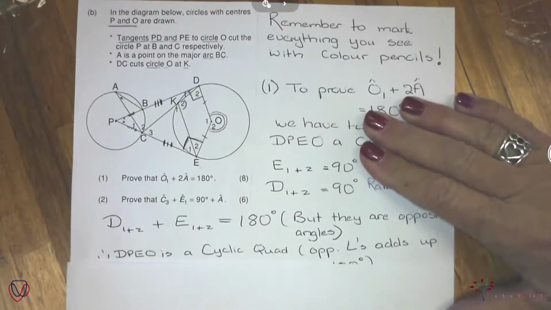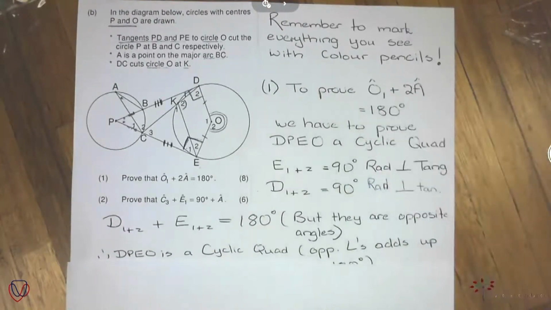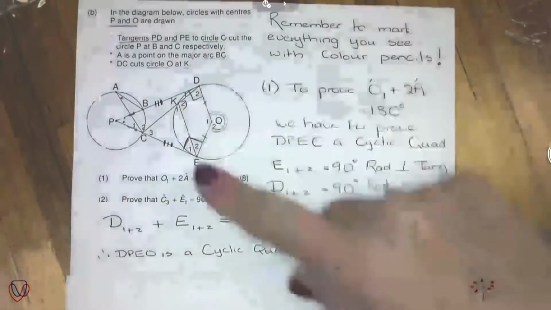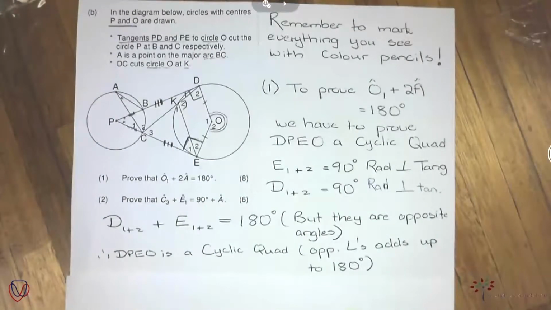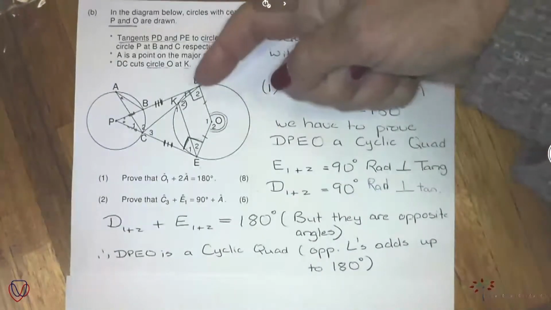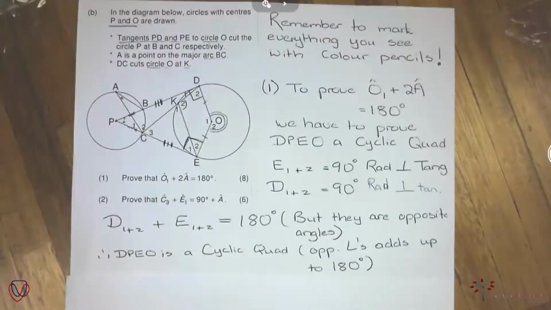Therefore, DPEO is a cyclic quad because the opposite angles add up to 180. In other quadrilaterals, that will not necessarily happen. But the moment they add up to 180, we can say that quadrilateral is a cyclic quad. The reason is, we have proven above that those two angles add up to 180. So now we can say DPEO is a cyclic quad.